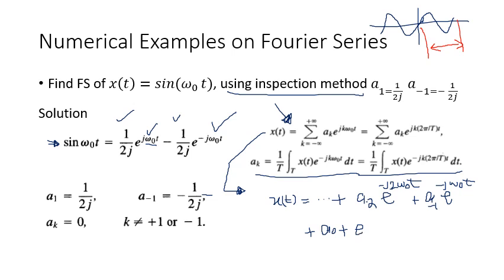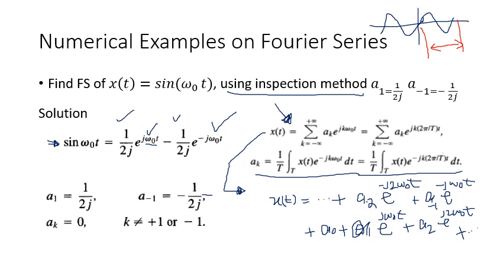Then we take the next, k equals 1. When k equals 1, I am expanding this equation, so it will be a1 e power j omega naught t, and plus a2 e power j 2 omega naught t, plus so on.